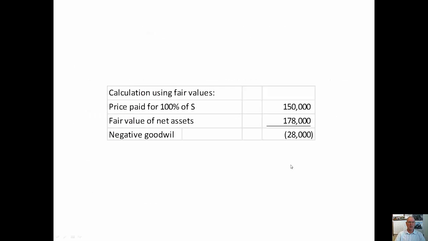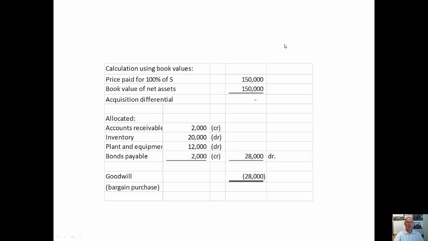So let's once again, using these numbers, calculate goodwill using fair values. We paid 150,000. We received $178,000 net fair value. That means negative goodwill of 28,000. Doing it the long way around and allocating that, you'll see that we paid 150,000. The book value of net assets is still 150. And notice that our acquisition differential is 0.